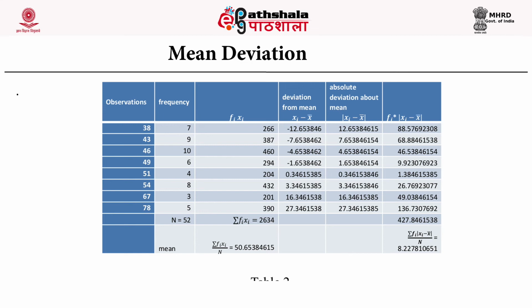427.84611538. And now for finding the mean deviation we require that the value should be divided by capital N. So we divide it by 10 and the answer is coming out to be 8.22.